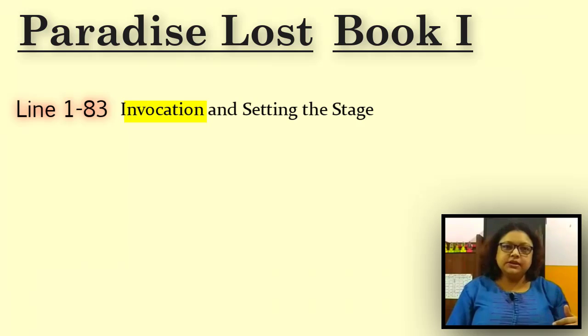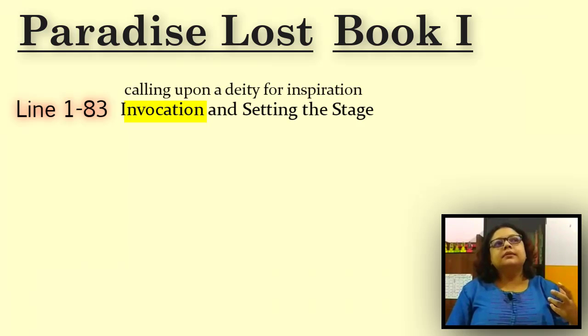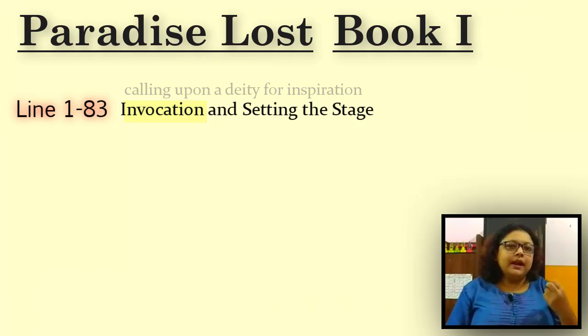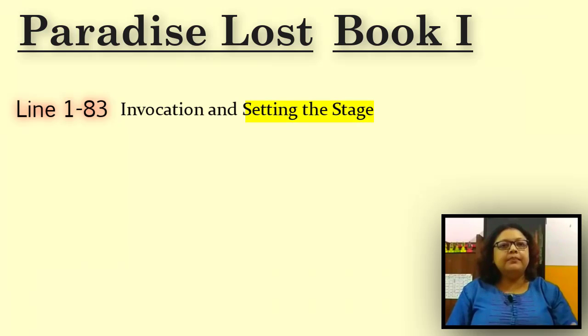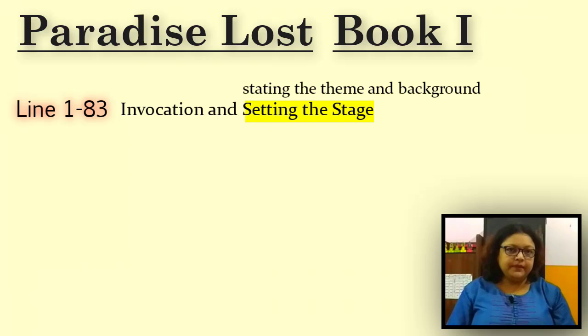It's a very popular convention of the epic poets where he addresses a superior deity for inspiration, a muse from whom he or she will derive the knowledge and the inspiration for writing a huge thing. And second is, it's about stating the theme of the book which is starting. So we will talk in detail about invocation in the later discussions. Line 1 to 83 is about invocation and giving you a background, a backdrop where the action begins.